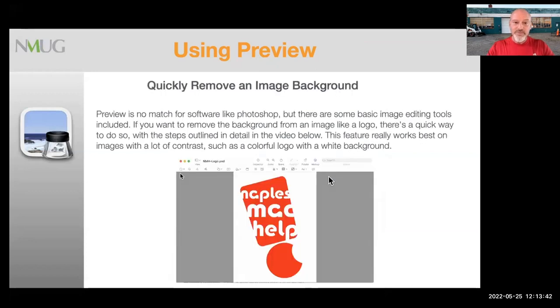Now, again, I mentioned earlier, Preview is no match for software like Photoshop, but there are some basic editing tools that you can really use. So I'm going to show you how you can remove a background from an image. It works a lot better sometimes with a big variance in the contrast between the image and the background. I don't know if it would work on something like a forest where you had a cabin in front of a forest. I don't think it could remove the cabin from the forest or anything. That would be more of a Photoshop tool.